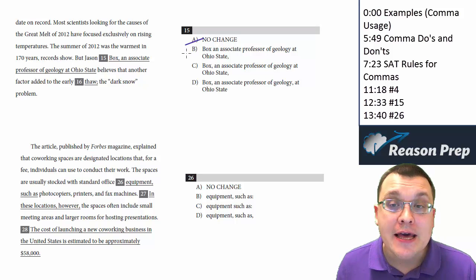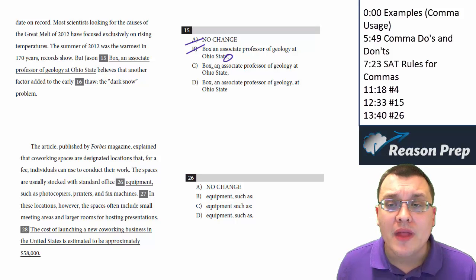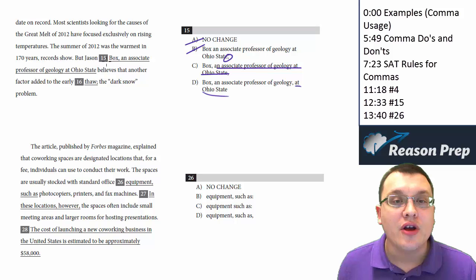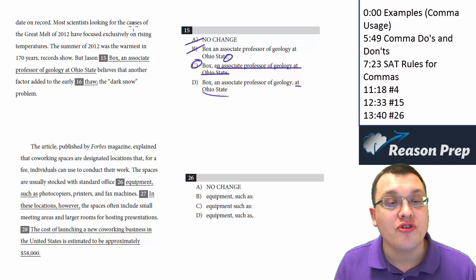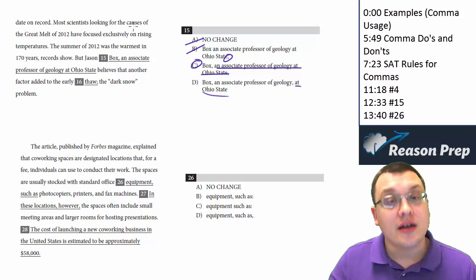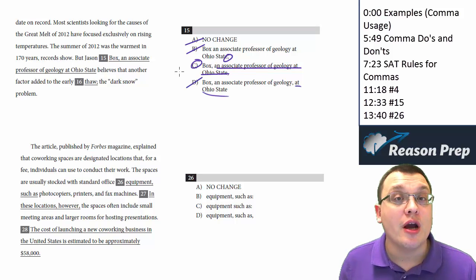So we can get rid of A. B only has one comma right there. C has got two, and D has got two, but this is very similar to that Suman Seth Cornell University example. We need these commas to be surrounding the entire appositive, not just a portion of it, right? So really it will be choice C, because we want the phrase to be, but Jason Box, comma, an associate professor of geology at Ohio State, comma, believes that blah, blah, blah, blah, blah. So for this one, we would go with choice C.